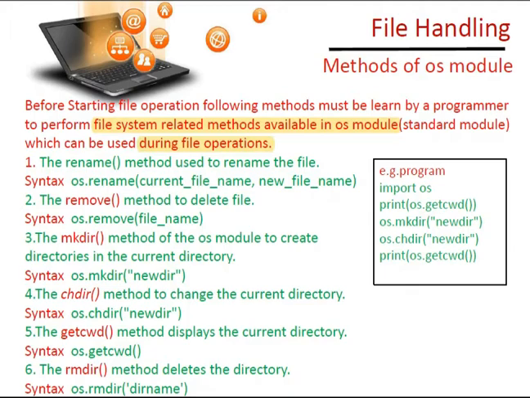The first is rename. The rename method is used to rename the file, and the syntax is given as os.rename(current file name, new file name). Then if I want to remove something, I will use os.remove. If I want to make a directory, I will use mkdir. It's all used with respect to os, so we have to remember to import os first. Then chdir, the method to change the current directory, and getcwd, this command is used to show the current working directory.